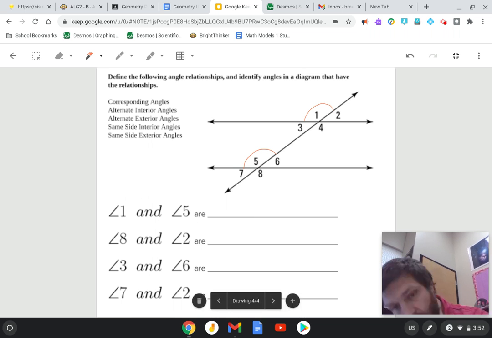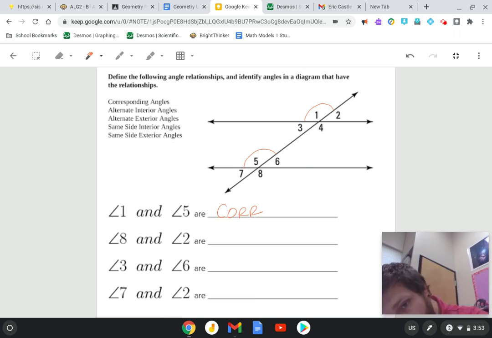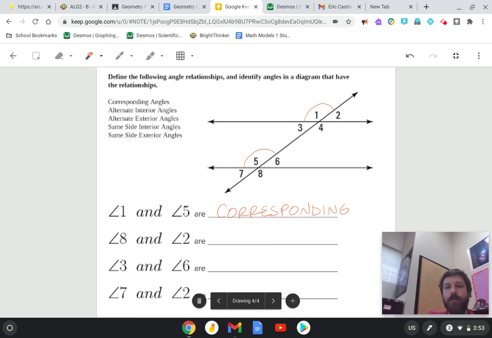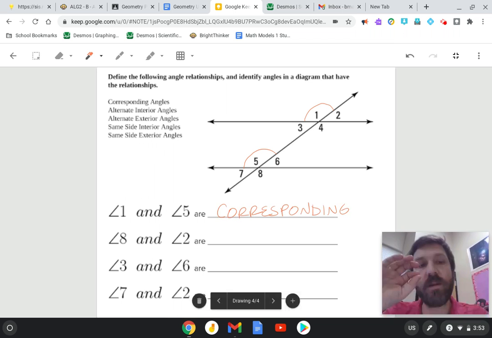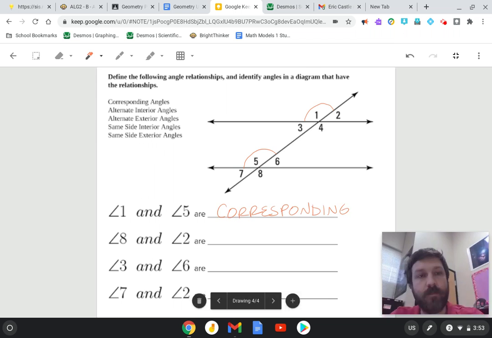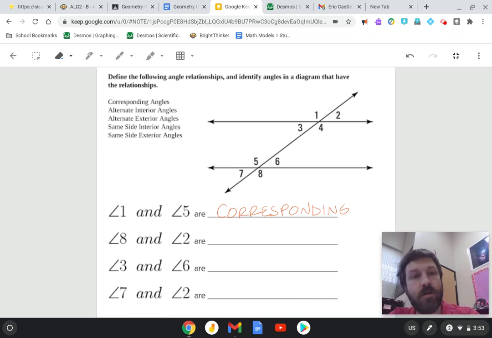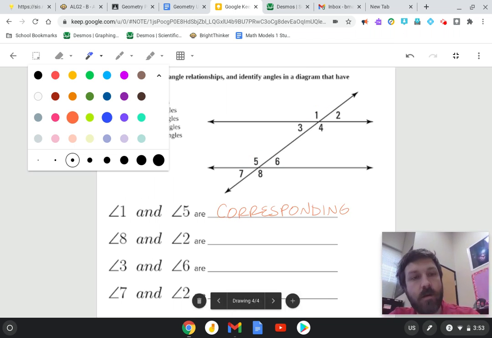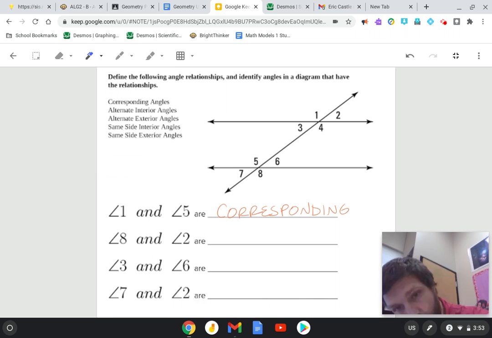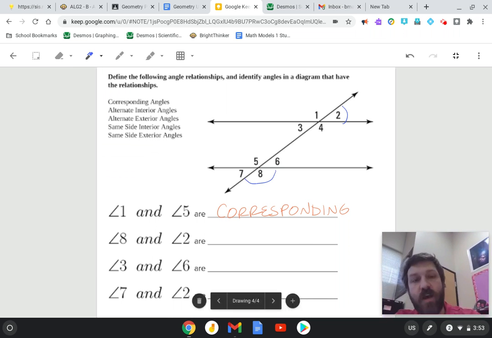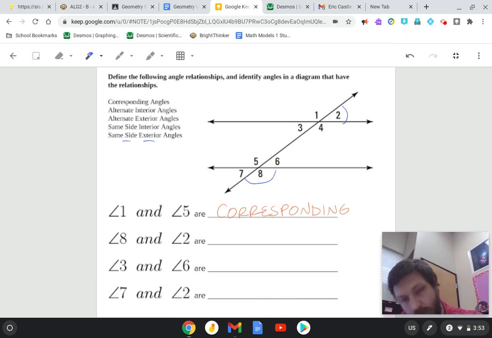I'll tell you right now, those are corresponding. That's what you would write there. That is what you have to do. So you need to study what they look like in relationship to one another. Okay, let's look at the next one. 8 and 2. Those are same side exterior.